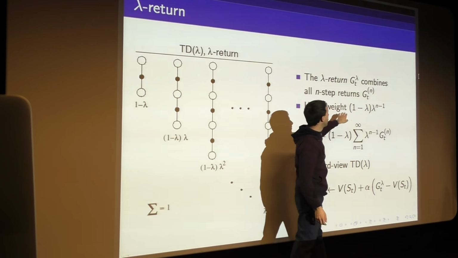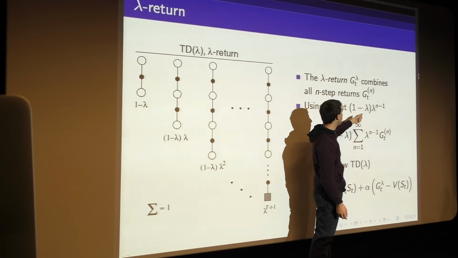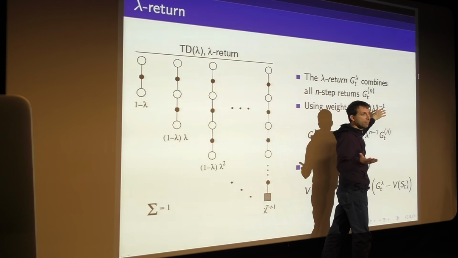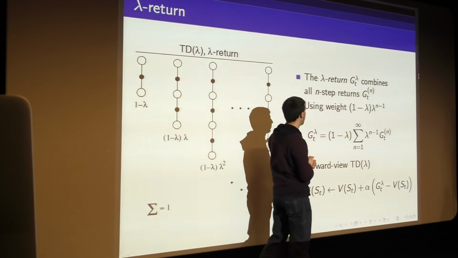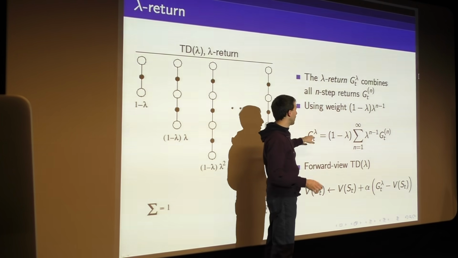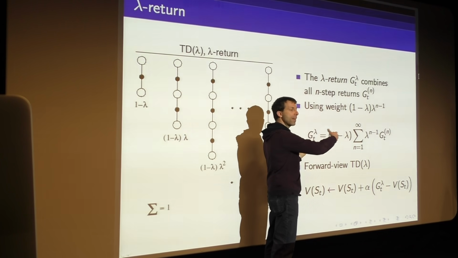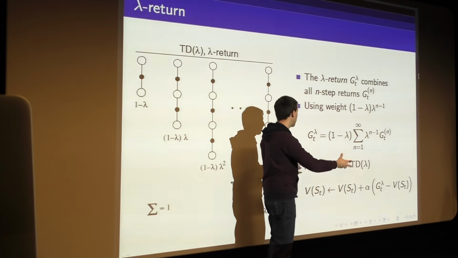So we use a weight. For every n-step return, we weight that n-step return according to 1 minus lambda, this normalizing factor, and then just lambda to the n minus 1 times n. And so this is our lambda return. This g superscript lambda tells us our weighted sum of all of our different n-step returns. So we're going to weight these together geometrically.